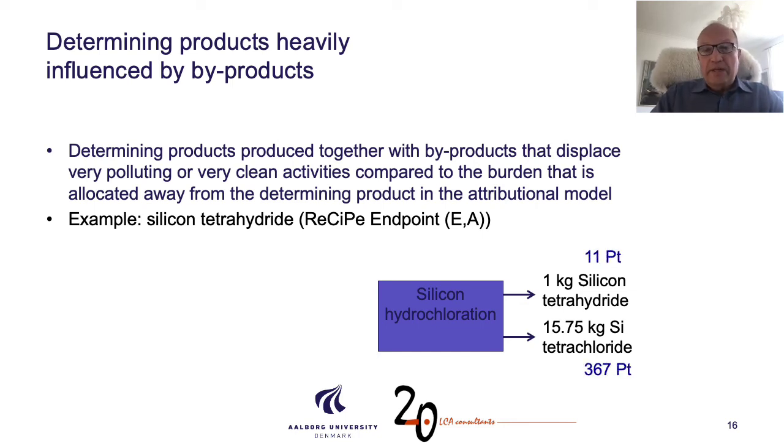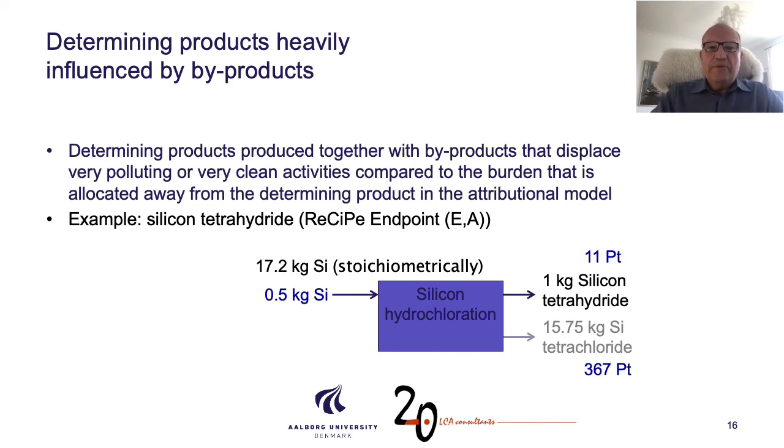Now, in the allocation, the majority of the impact of the silicon hydrochlorination goes to the tetrachloride. However, this amount is not included in the calculation. As you can see, stoichiometrically, we have an input of 17.2 kilograms of silicon, and what goes into this silicon tetrahydride is only 0.5 kilogram of silicon. So a lot less than is actually going into the process.